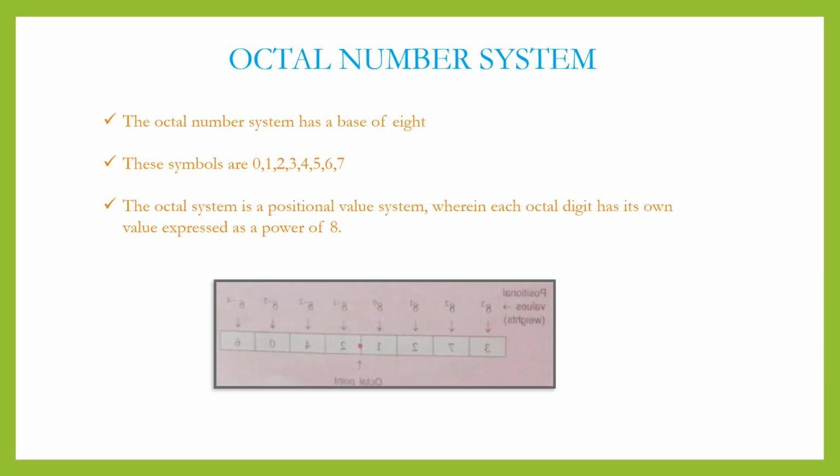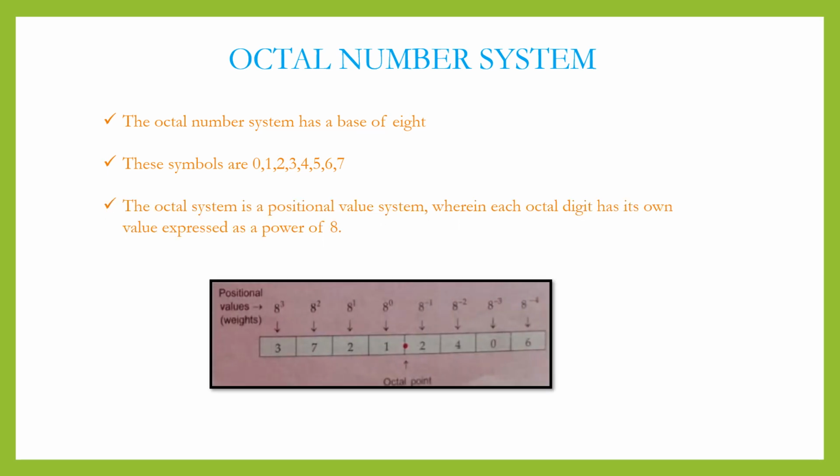And the third number system is octal. This number system is important in digital computers. It has a base of 8, meaning that it has 8 unique symbols. They are 0, 1, 2, 3, 4, 5, 6, 7. Each digit of an octal number can have any value from 0 to 7.